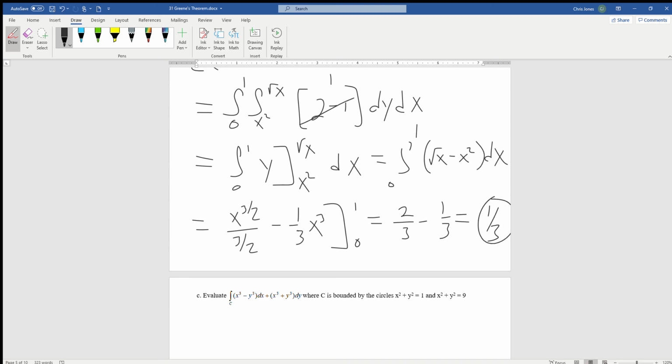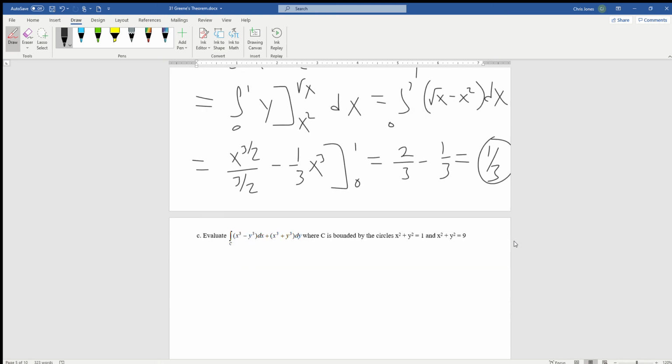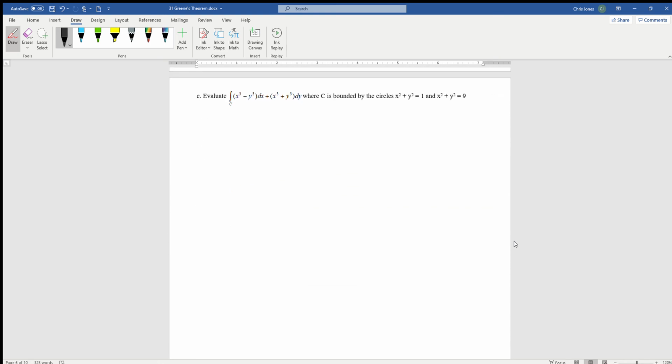All right, clearly much easier to evaluate if we utilize Green's theorem. All right, so a third example of Green's theorem. So let's say we have this line integral, x cubed minus y cubed dx, x cubed plus y cubed dy. C is bound by two circles, x squared plus y squared equals 1, x squared plus y squared equals 9.